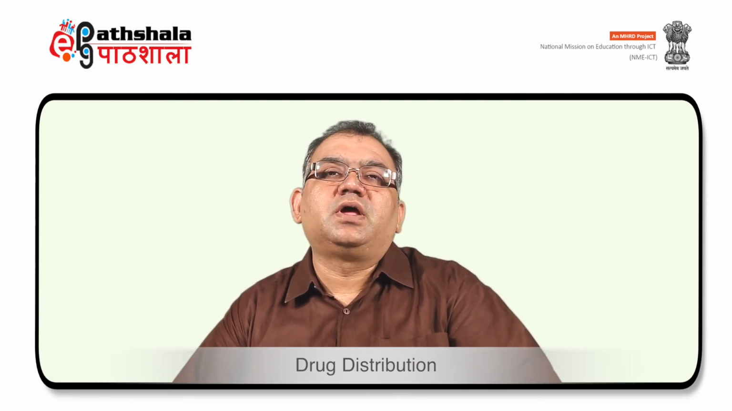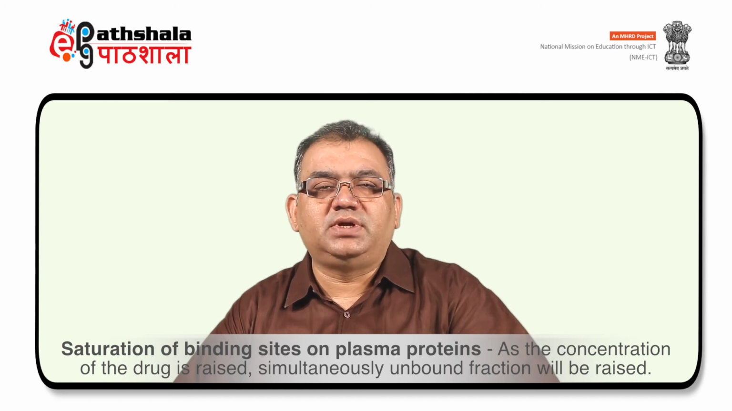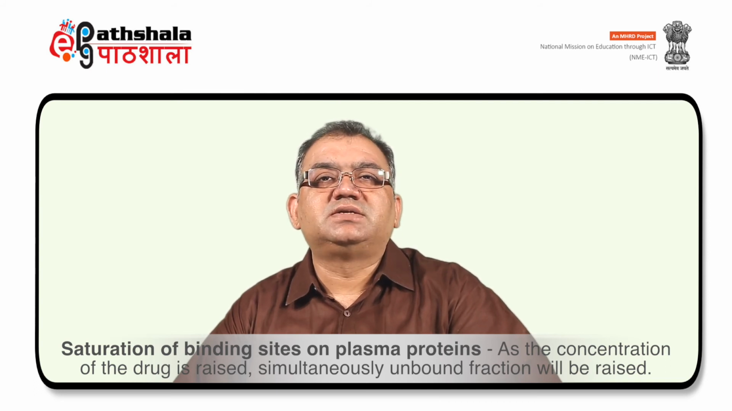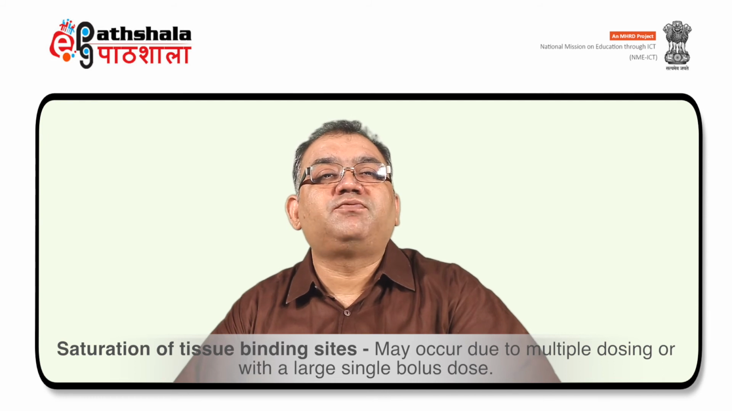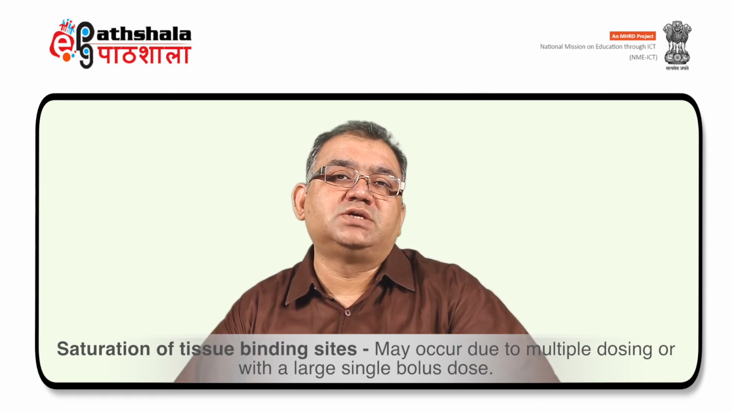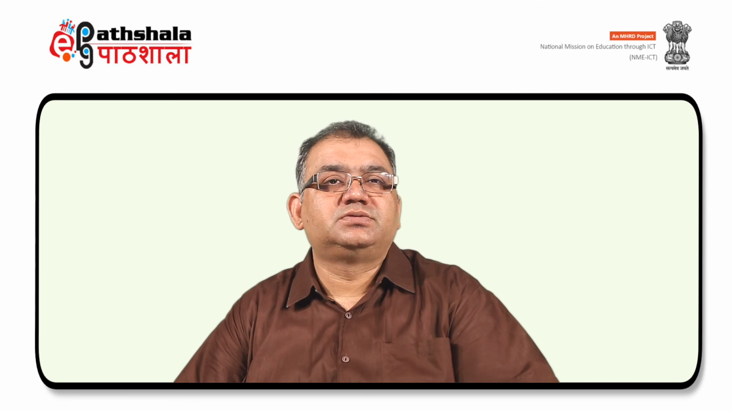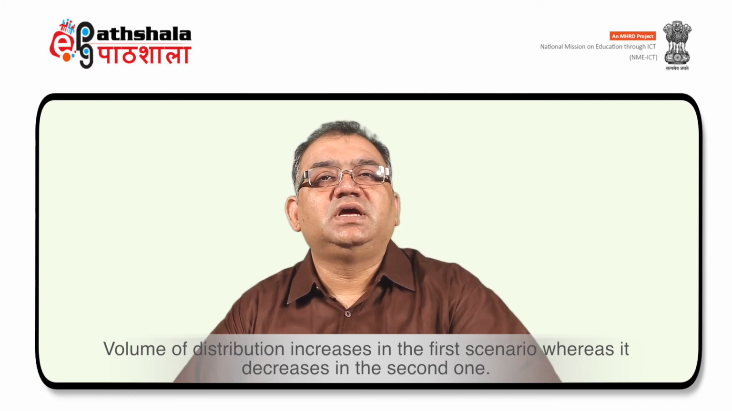Coming to drug distribution, non-linearity may arise due to saturation of binding sites on plasma proteins. There is a specific number of binding sites for a particular drug on plasma proteins. Therefore, as the concentration of the drug is raised, simultaneously the unbound fraction will be raised. Saturation of tissue binding sites: saturation of tissue storage sites may occur due to multiple dosing or with a large single bolus dose. Due to the unavailability of the binding sites, free plasma concentration increases in both the above mentioned scenarios. However, volume of distribution increases in the first scenario, whereas it decreases in the second one.